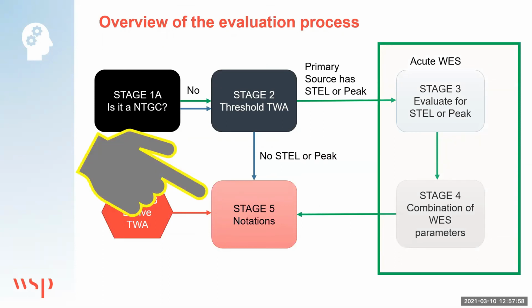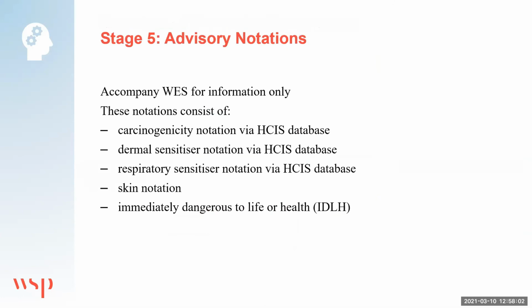Stage 5, notations. Okay, running short of time here. The first 3, the carcinogenicity notation and the sensitizer notations, were informed via the HCIS database, which was based on the Globally Harmonized System of Classification and Labelling of Chemicals, GHS.